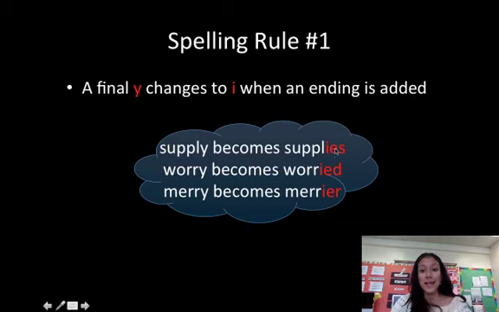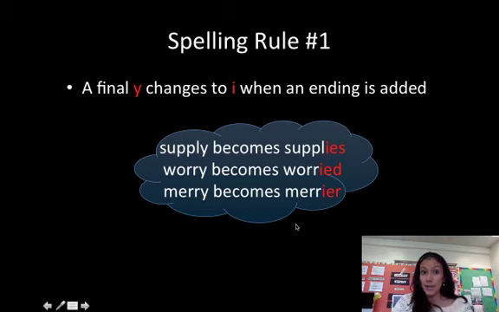Okay, so for example, look at these endings: ES, ED, and ER. The word is supply, it ends in a Y. But I'm going to add these endings, so my rule says change the Y to an I and add the ending. So supply becomes supplies. Change the Y to an I. Worry becomes worried. Change the Y to an I. And marry becomes marrier. Change the Y to an I. So you see, when I add the ES, ED, or ER, I change that Y to an I.